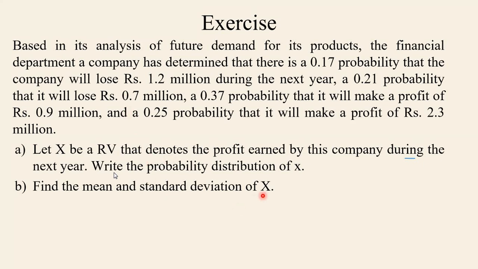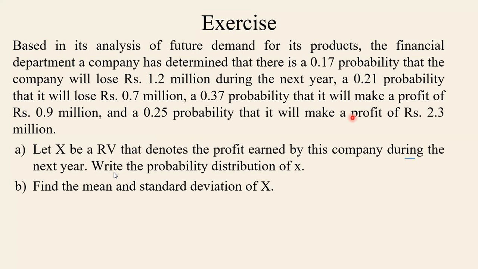Minus 1.2, and then the probability is 0.17. Similarly, there is a 0.21 probability that it will lose rupees 0.7 million. Here also you have to put minus 0.7 because our random variable X denotes a profit. If it is only profit, then you can put the positive value. If there is no profit but a loss, then you have to put the minus value. Loss is indicated by minus, right? So that is minus 0.7.